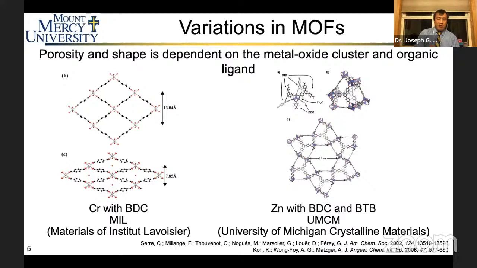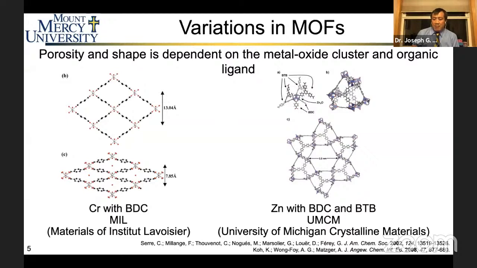Here on the left, whenever you add chromium, you have this kind of MOF, which we call MIL, because of where it started, the Materials of Institute Lavoisier. This has some kind of breathing characteristic. In certain conditions, it'll be much more porous and open, and in others we can close that out and try to regulate that. And you'll see where that regulation can be utilized and functionalized.